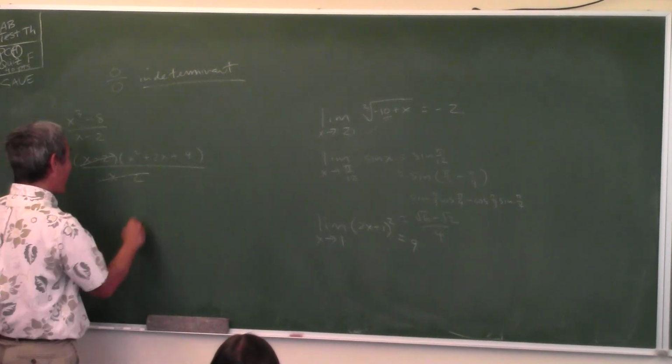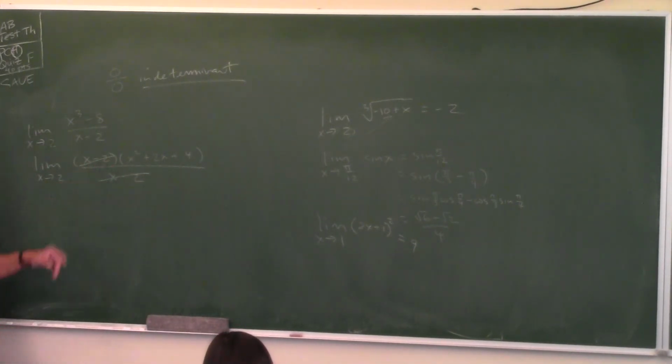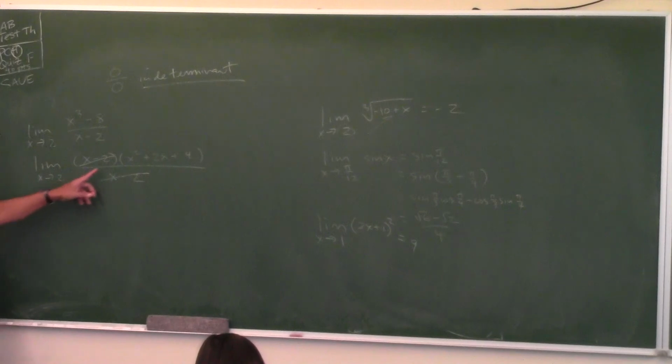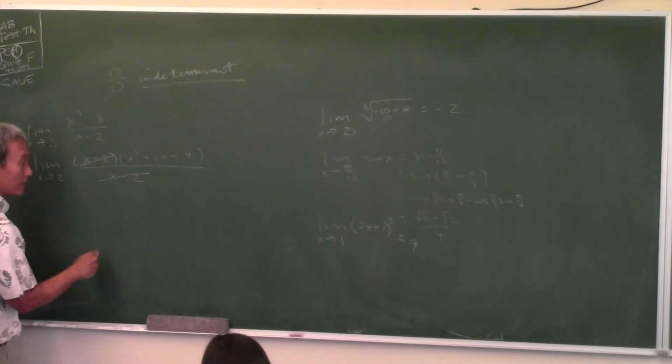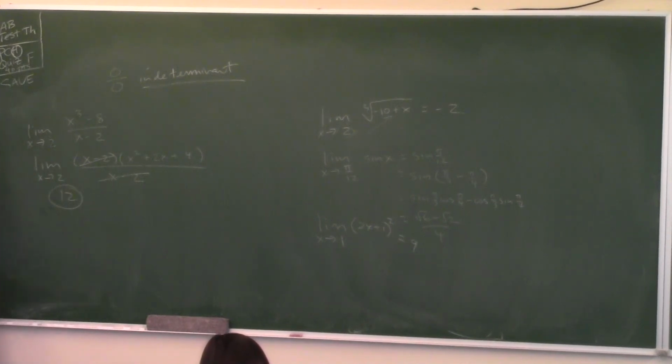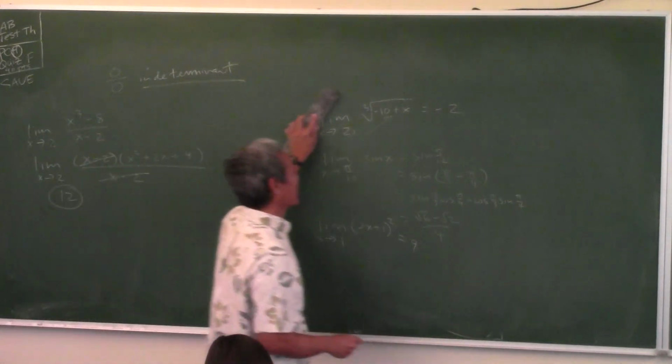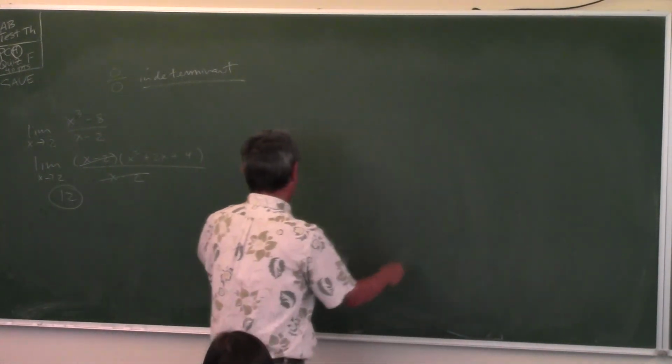Hey, these cancel out. Now can I plug in 2 and get something? What happens when I plug in 2? You get 4 plus 4 plus 4. 12, there you go, there's the limit. So, if you get a 0 over 0, the first thing you should try is simplify. This is plugging in the number.